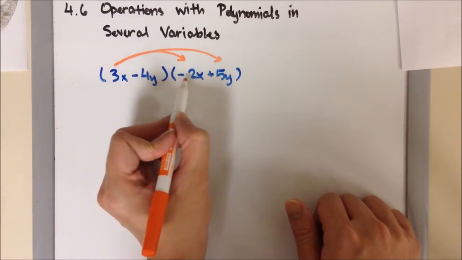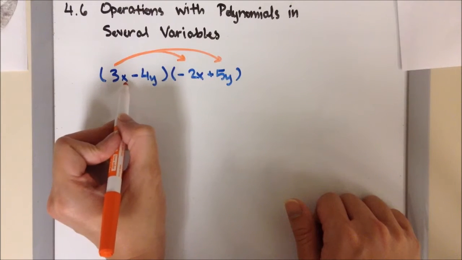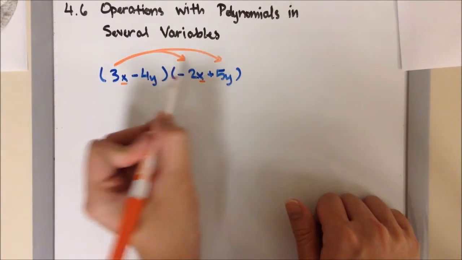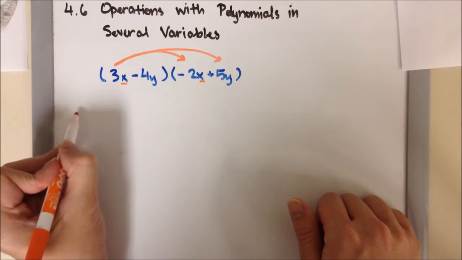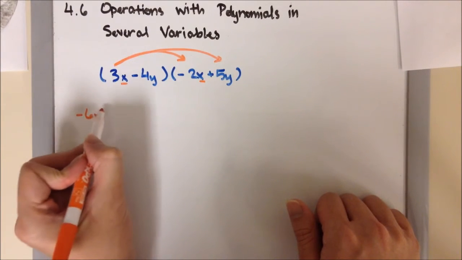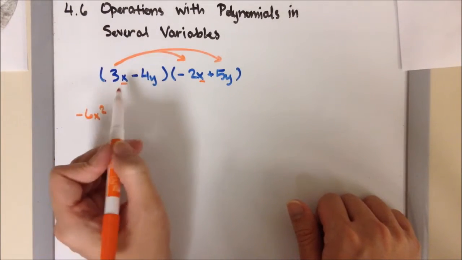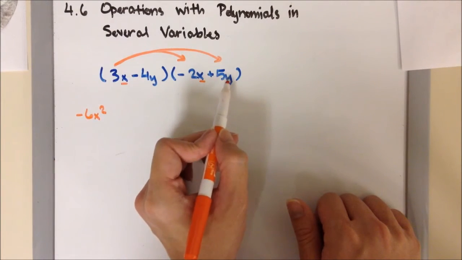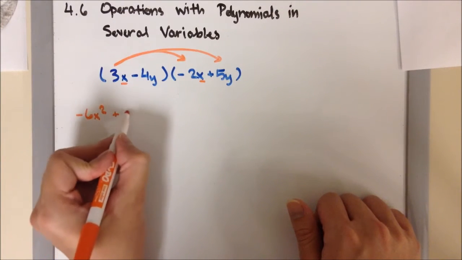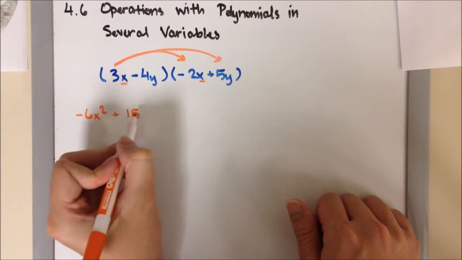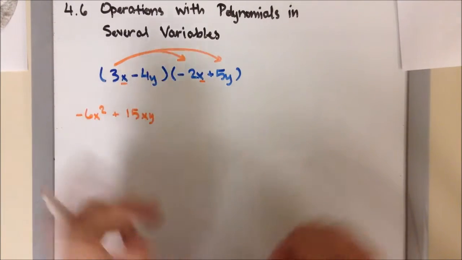So 3x times negative 2x, remember when you multiply with the same base, we're going to add the exponents together. So it will be negative 6x squared. 3x times positive 5y will be plus 15, and we're going to put it in alphabetical order, so x and then y.